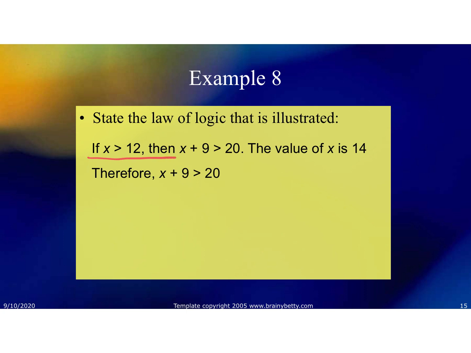If x is greater than 12, then x plus 9 is greater than 20. The statement they're giving us is that the value of x is 14. So I'm going to go over and look at my hypothesis. If this statement satisfies this inequality, which it does, then I can make the same conclusion that therefore x plus 9 is also greater than 20. And this is the law of detachment.